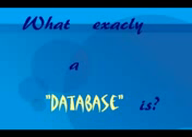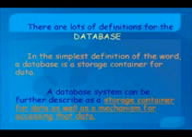Now we will answer what exactly a database is. There are a lot of definitions for the database. In the simplest definition of the word, a database is a storage container for data. A database system can be further described as a storage container for data as well as a mechanism for accessing that data.